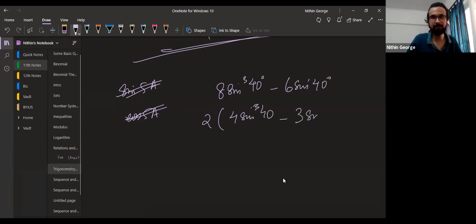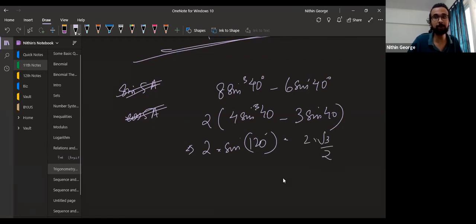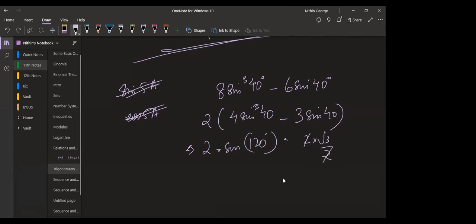Minus this thing 3 sine 40. So this is nothing but 2 into sine 120. What is sine 60? Root 3 by 2. Sorry, it's not 1, it's root 3. Answer will be, wait, I'm getting minus root 3.